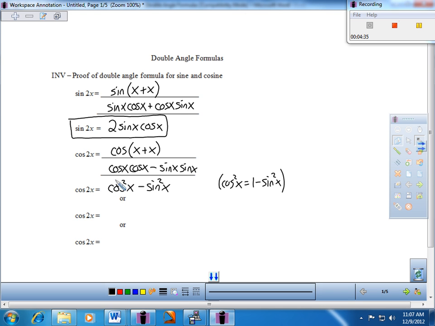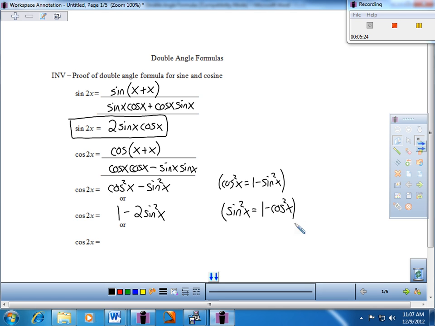So this is 1 minus sine squared. And so you would have 1 minus sine squared minus sine squared. So the cosine of 2x can be written all in terms of the original sine ratio, just by substituting 1 minus sine squared in here. Okay. Now, if I did that to get the second one, you can maybe see what I'm going to do for the third. I'm going to replace that sine squared from the original with this.